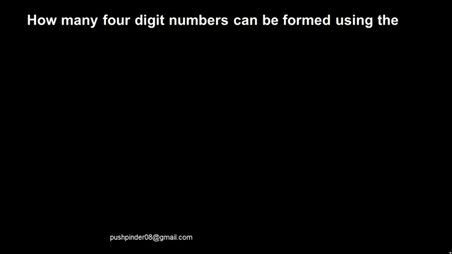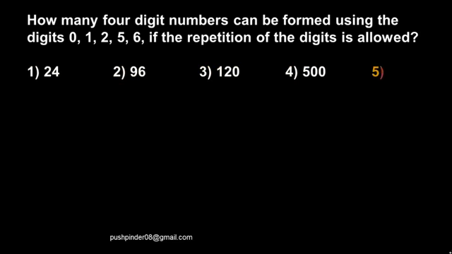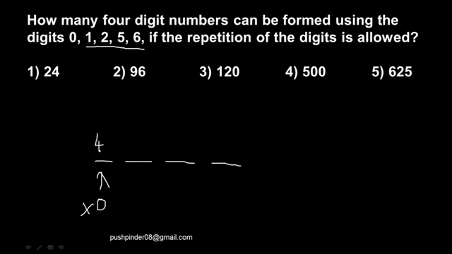Okay, now how many 4-digit numbers can be formed using these digits if the repetition of digits is allowed? Now this is again a similar kind of question, but there is just one twist. The condition is you can't use 0. If you use 0, the number will be a 3-digit number. So over here you can only use these 4 numbers, 1, 2, 5, 6.